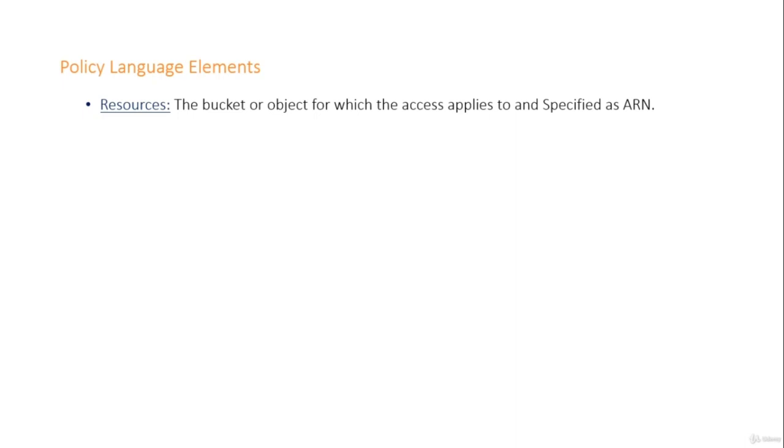A policy contains the following elements. We have resources, the bucket or object to which the access applies, and this is specified as an Amazon Resource Name. Here we use the ARN to identify the resource. Actions, the list of permissions to allow or deny, and in actions for each resource, Amazon S3 supports a set of operations.